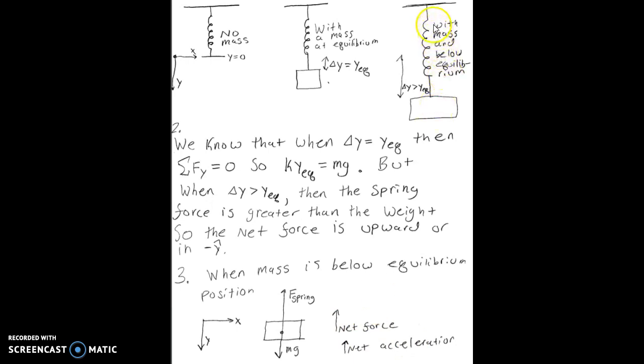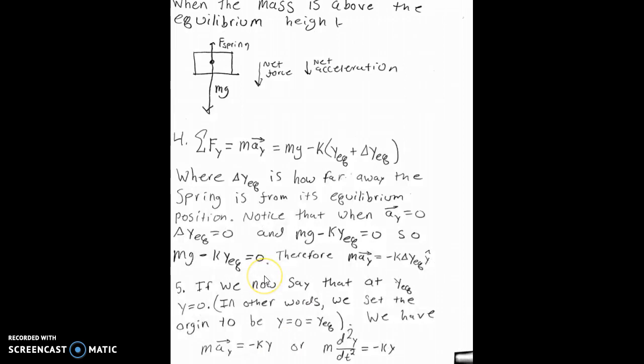Now, if it were to be above that, then the net force and the net acceleration would be downward if the mass was above the equilibrium position. So then the restoring force would be in such a direction that it would want to go back to the equilibrium position. So this is just kind of going over what I was saying. When it's above the equilibrium position, the net force and the net acceleration are going to be downward.